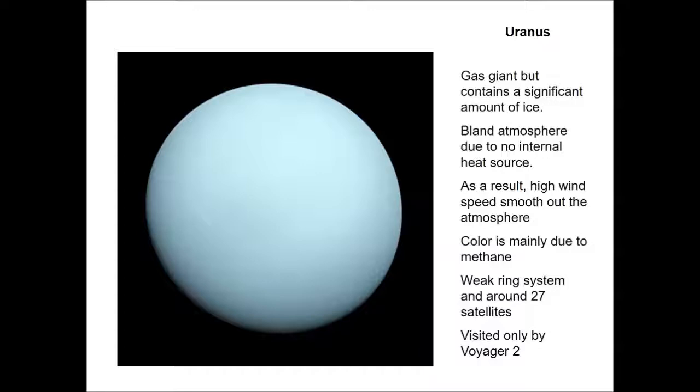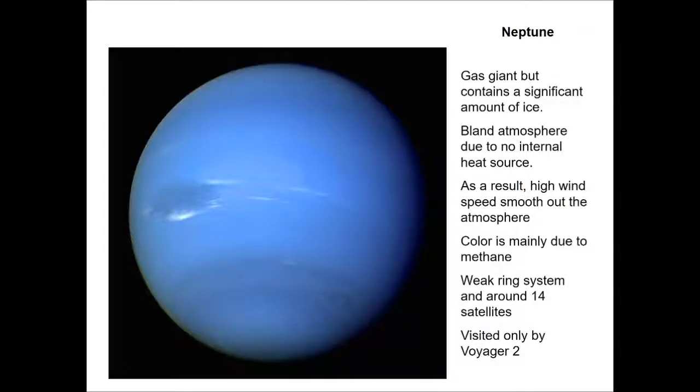Maybe in our lifetime we won't even know what's going on with Uranus. But this is all the data we have, and there's a ring system that's kind of weak. It has around 20 or so satellites. Neptune's very similar. Again, visited once, bluish because of methane.